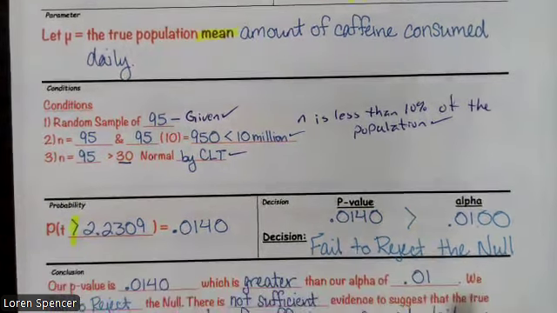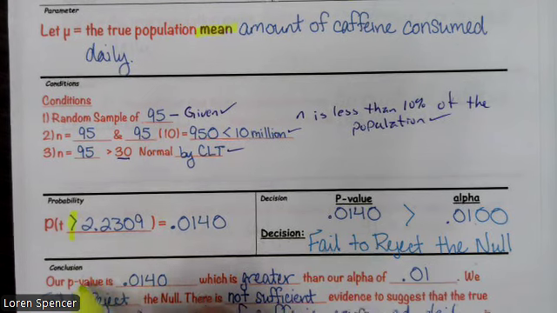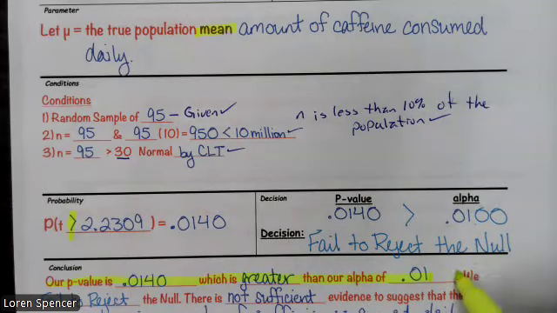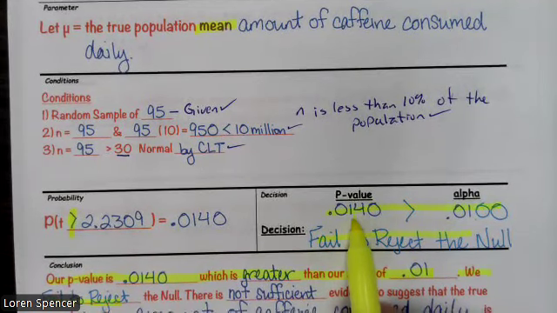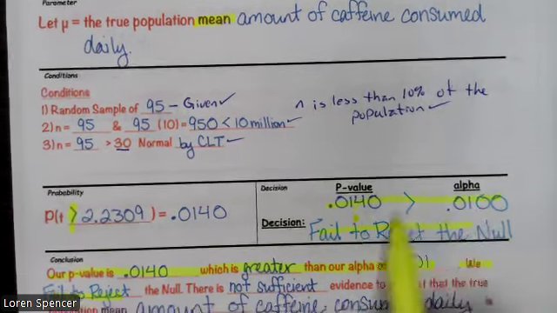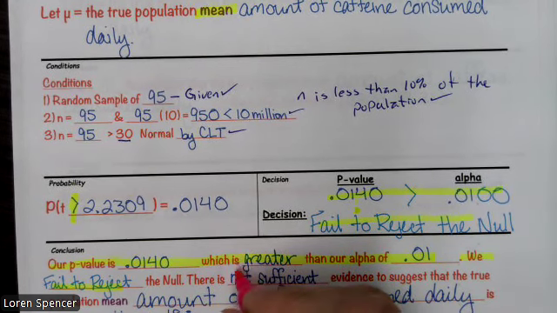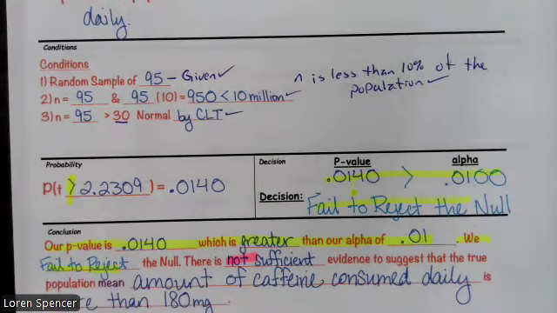So our conclusion: our p-value is 0.0140, which is greater than our alpha 0.01. Please remember, this first part comes from right here. Our p-value is 0.0140, which is greater than our alpha 0.01. We fail to reject the null. When we fail to reject, there's not sufficient evidence to suggest the true population mean amount of caffeine consumed daily is more than 180 milligrams.